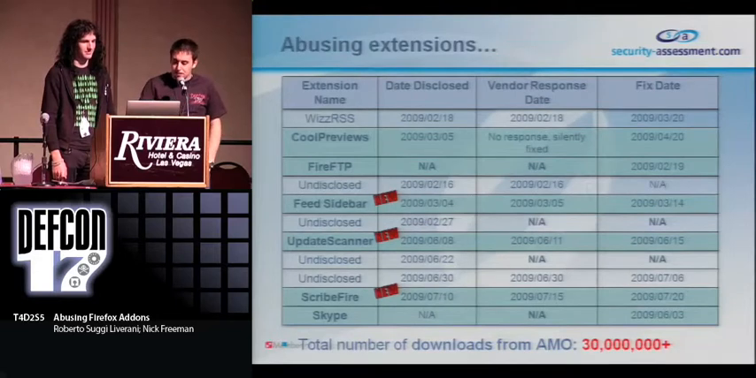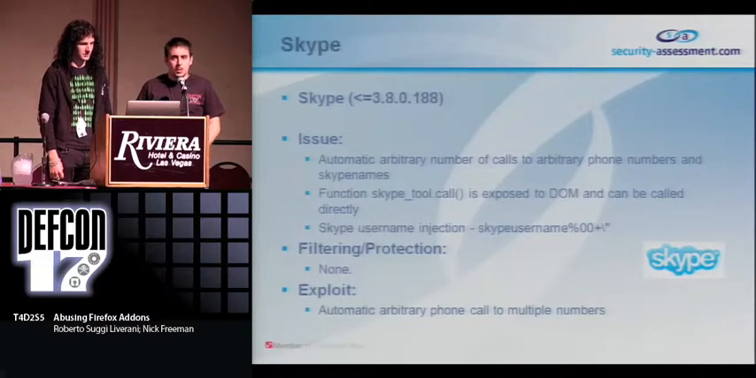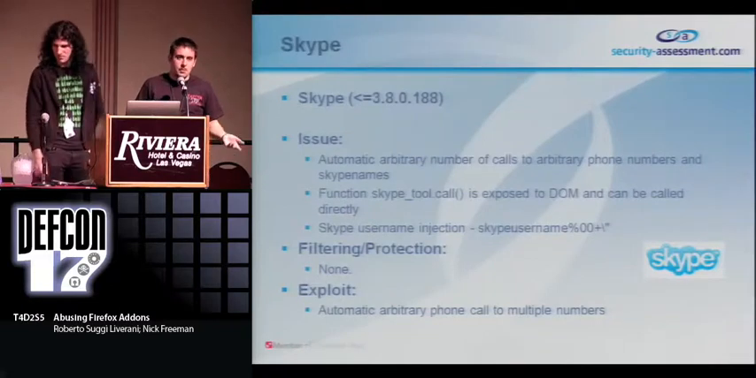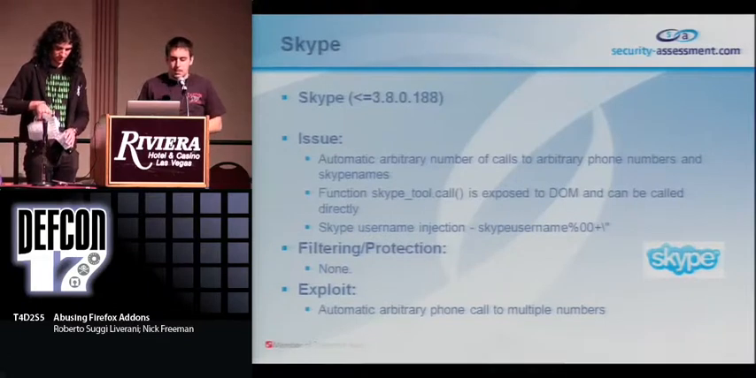Let's start with Skype, which is one extension. When you install Skype, you get the Firefox extension. Well, you have the choice to install it. And that was a funny bug because it's a logical flaw bug.